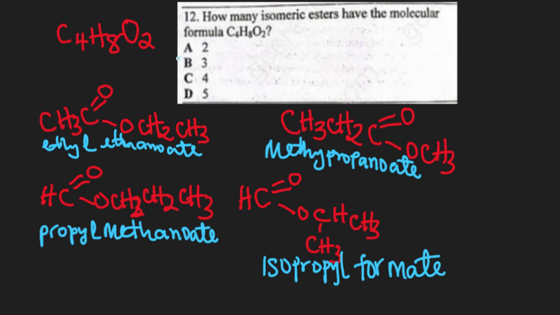Question number 12. How many isomeric esters have the molecular formula C4H8O2? So let's analyze the structures by drawing all the isomers. These are the open structures of the isomeric esters of this general formula. So we have 1, 2, 3, 4. So it means that there are 4 isomeric esters of this formula, and our best answer is C.